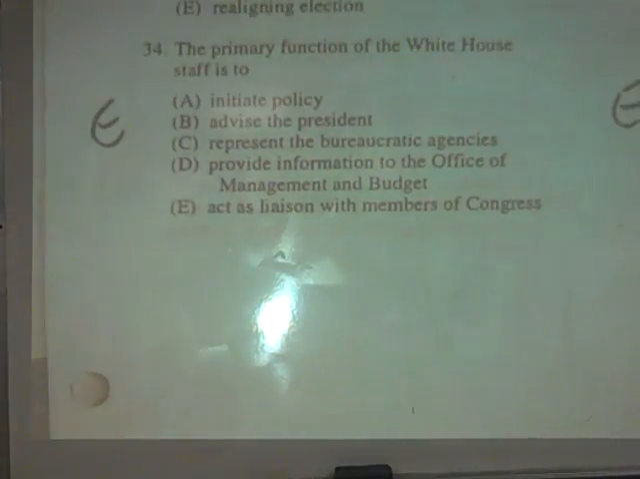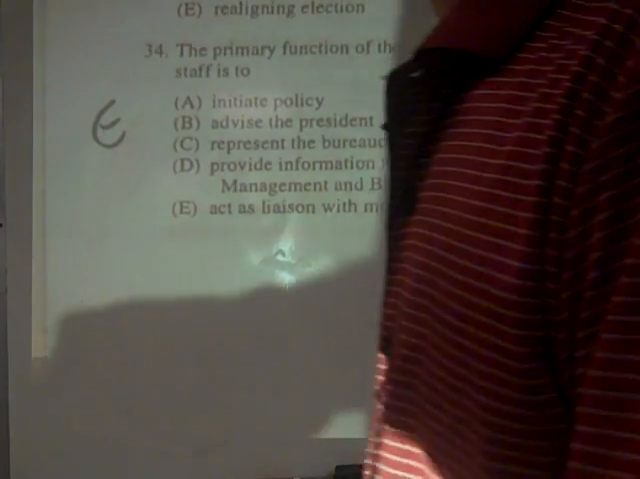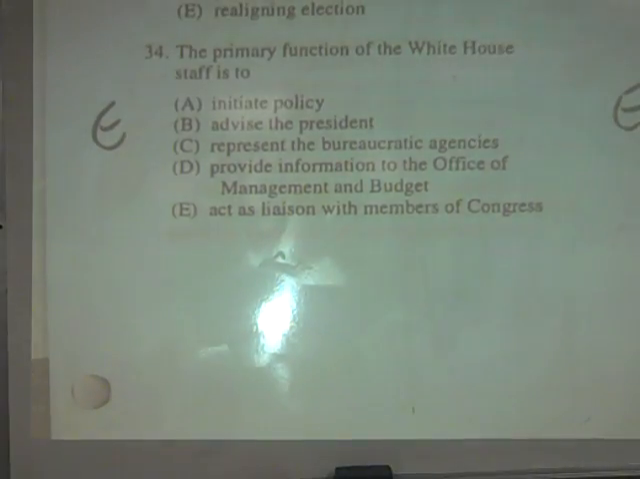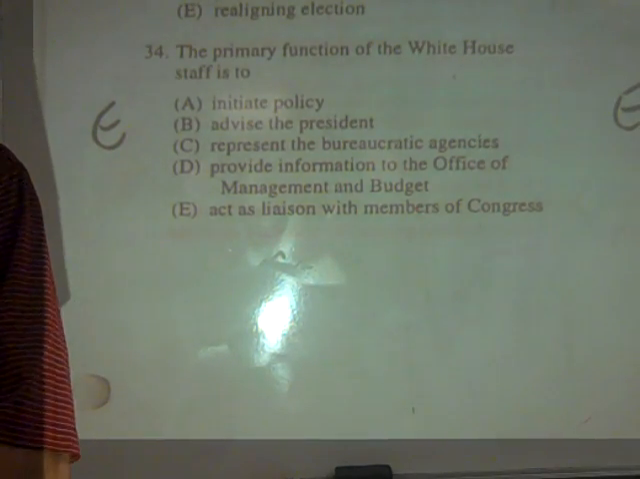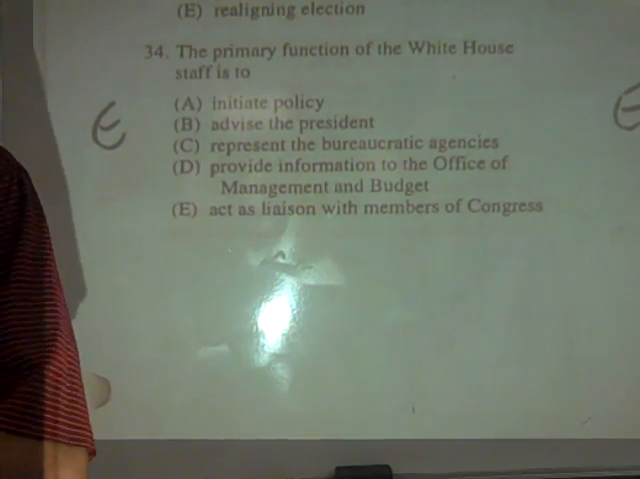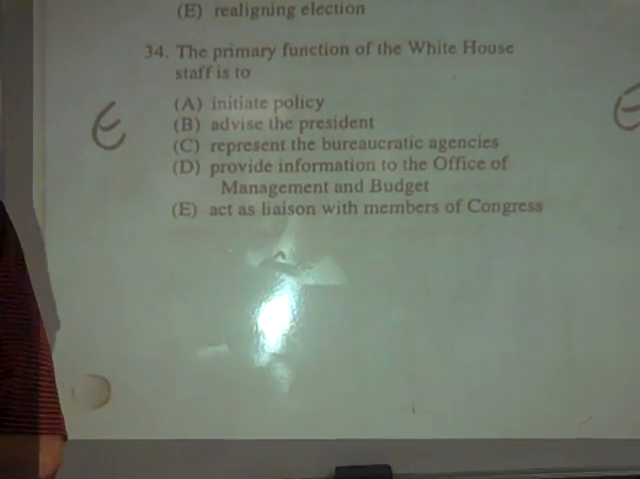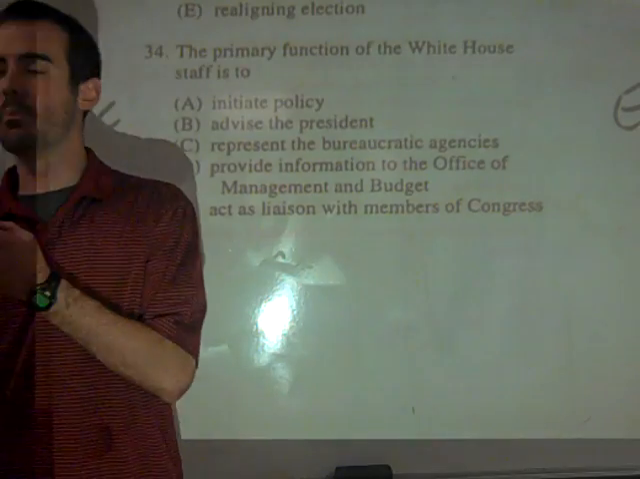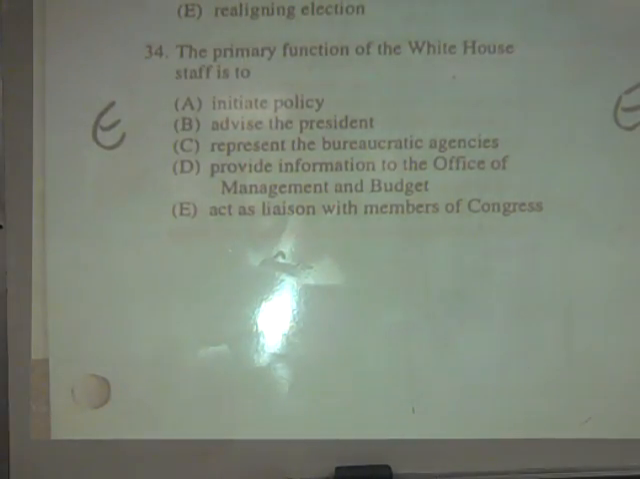Okay, the primary function of the White House staff, remember that's as opposed to the cabinet. They both work for the president. And the major differences are the cabinet members are the heads of all the departments: the Department of Defense, Department of Homeland Security, Department of the Interior, etc. And they typically have secretary in their title. They are appointed by the president, but they require Senate approval. The White House staff is appointed by the president, do not require Senate approval.